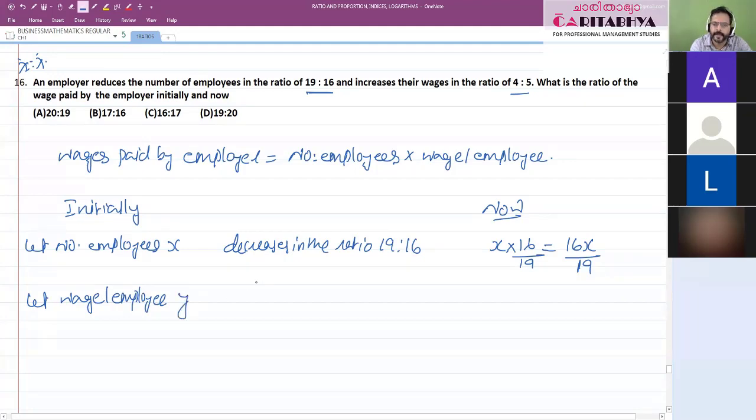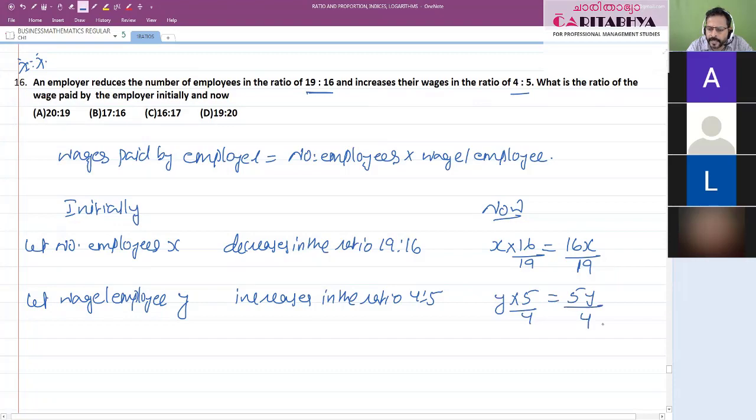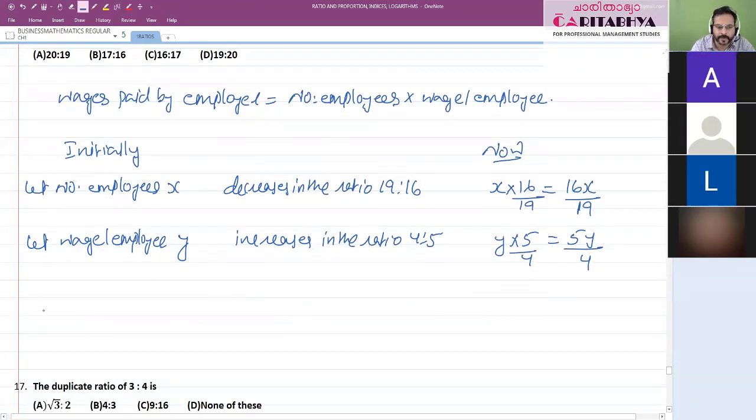Then let the wage per employee be y. Here, the number of employees is reduced, and the wage per employee is increased. So the wage increases in the ratio 4:5. So the new wage per employee will be y into 5/4, that means 5y/4.